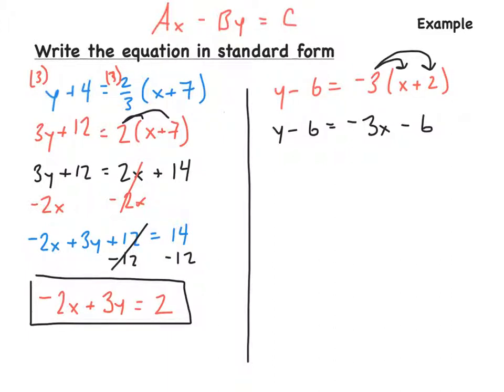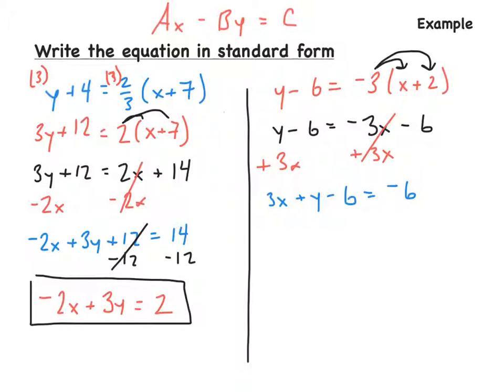Now we need to move the x's over to the left side. So the opposite of a negative 3x is a plus 3x. So we'll add 3x to both sides. When we do that, we would have 3x plus y minus 6 is equal to a negative 6.